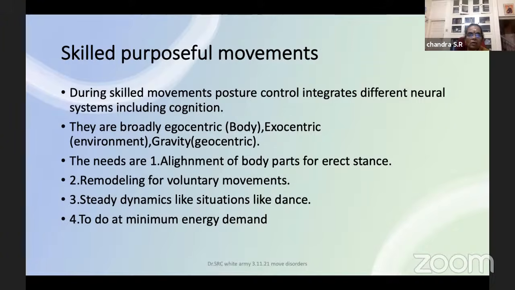And for this, you have alignment of body parts for erect posture, and remodeling for voluntary movement. So when you want to do a voluntary movement, the posture has to be remodeled. And steady dynamics: if you are dancing continuously, you are remodeling. So steady dynamics happens during dancing. And all this should happen with minimum energy. You should not become exhausted during your routine walking. So the purpose is to align body parts for erect posture, remodel for voluntary movement, use steady dynamics during dancing movements like fast movement, and do all this at minimal expenditure of energy.